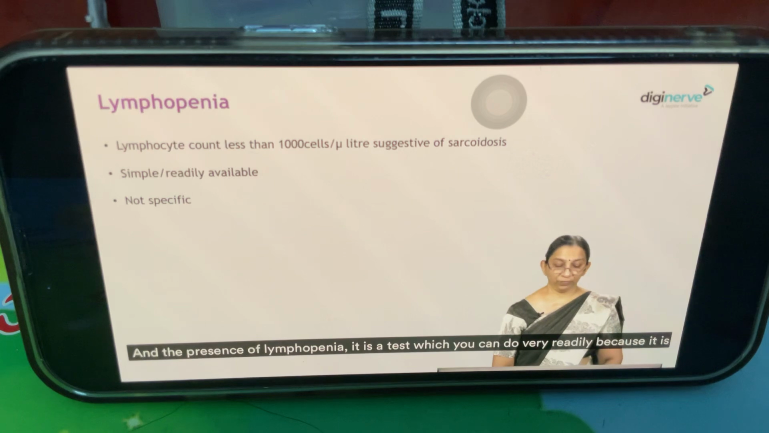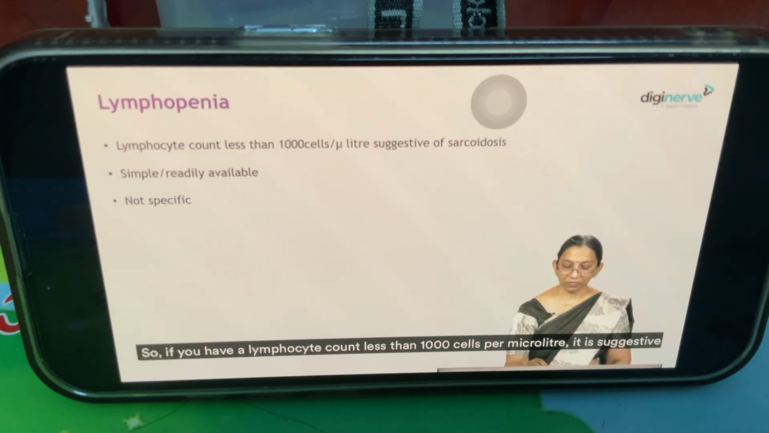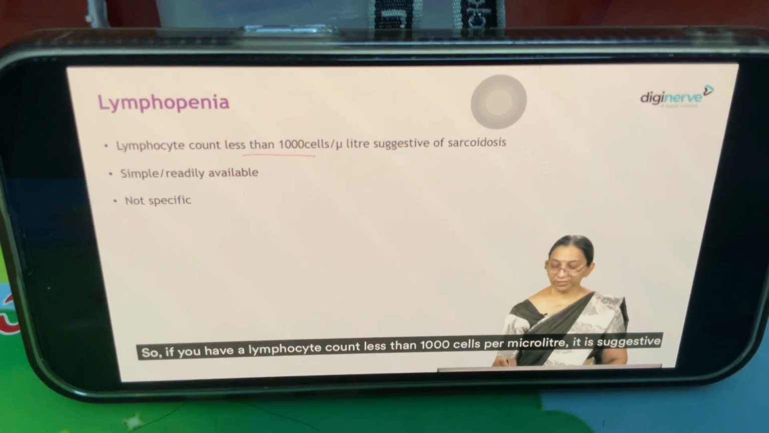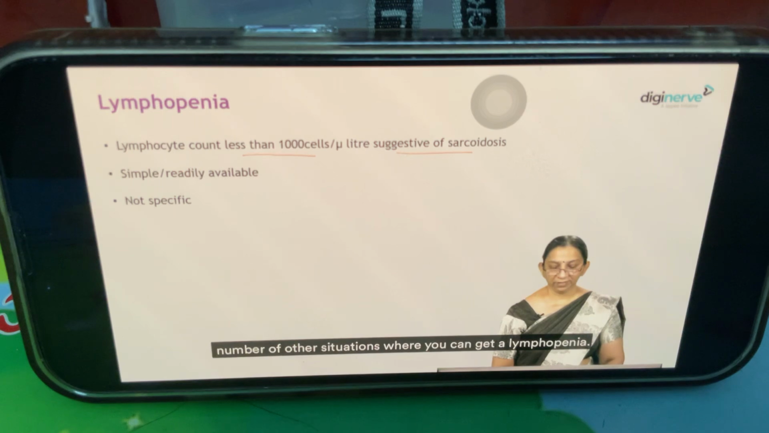Now, the presence of lymphopenia is a test which you can do very readily because it's very easily done. So if you have a lymphocyte count less than 1,000 cells per microliter, it is suggestive of sarcoidosis. But the only problem is this is not a very specific test. There are a number of other situations where you can get a lymphopenia.